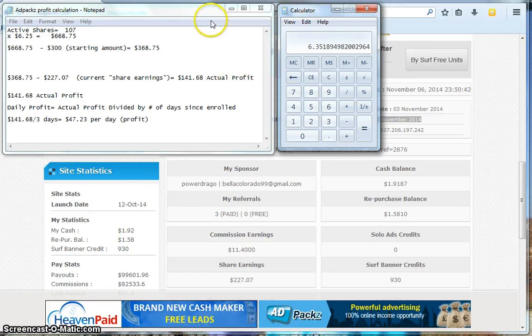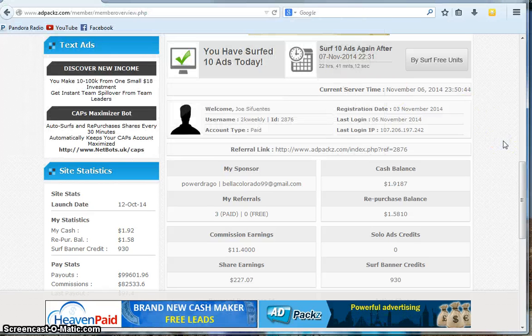So there you go. I hope that helps you as you're calculating your actual profits and your actual returns when you buy your advertising packages.